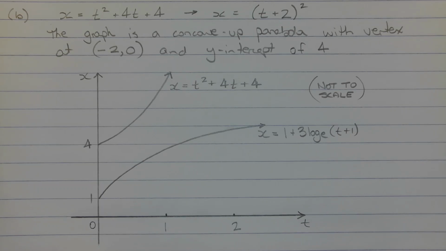But we're only graphing for values of time greater than or equal to 0. So here is a sketch of both of the graphs, x equals 1 plus 3 times log base e of t plus 1, which was originally given in the question. But this is the graph here of x equals t squared plus 4t plus 4, which was the expression that we found in Part A. Notice that I've started from the y-intercept of 4 because we're only graphing for non-negative values of t.